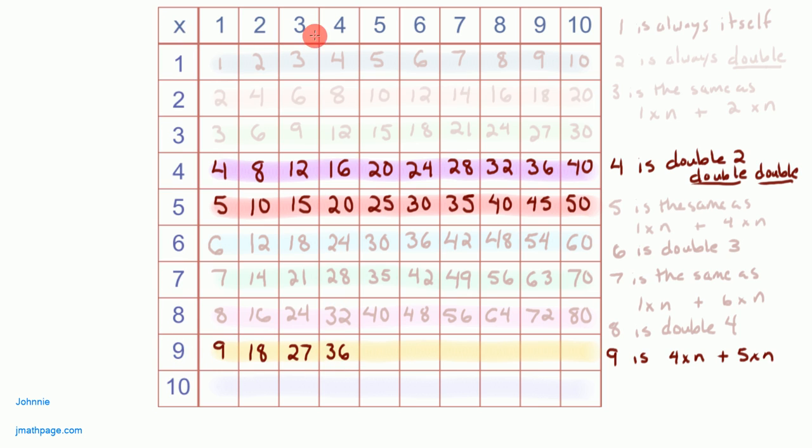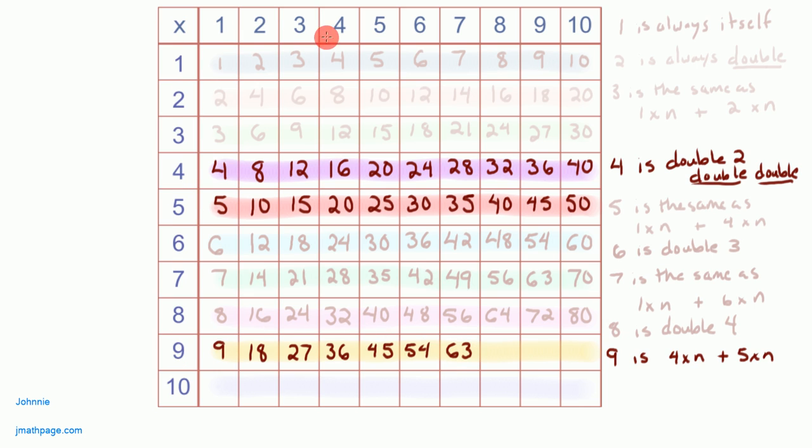9 times 5 is the same as 4 times 5 plus 5 times 5. 20 plus 25 gives us 45. 9 times 6 is the same as 4 times 6 plus 5 times 6. 24 plus 30 gives us 54. 9 times 7 is the same as 28 plus 35. Oh, that's a little bit difficult to add. I think I can do it. I think 28 plus 35 is 63.